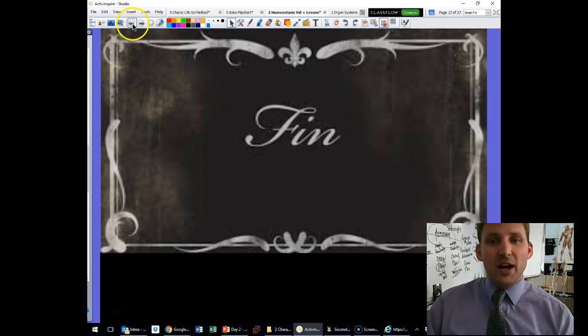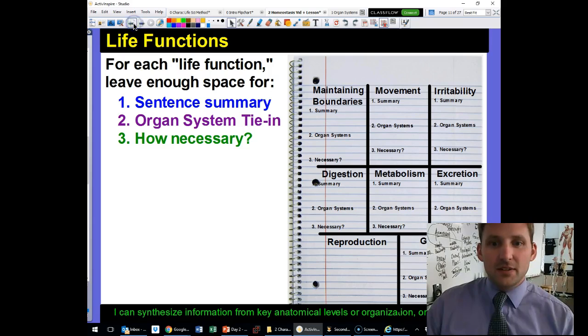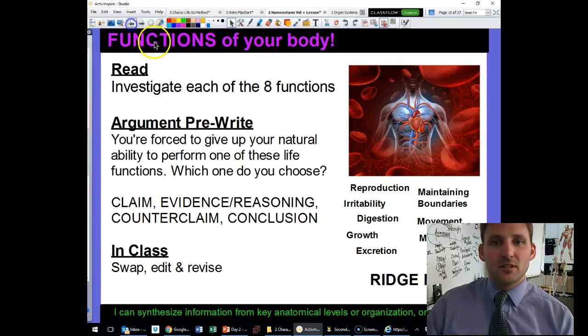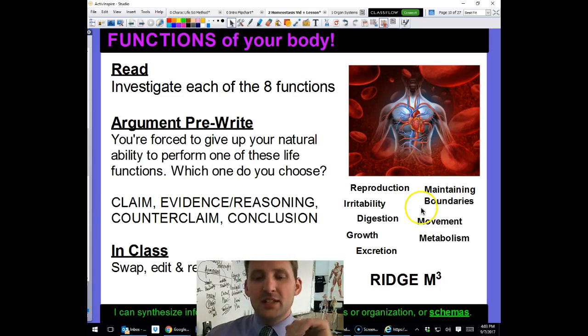So I want you to try and take these 8 life functions and say, okay, I think that one is the least important, and this is why. Give a claim, evidence, reasoning, and then say, this is what someone else might say. Someone else might say that irritability is the least important, and then this is why, and then end with a conclusion why you still think you're right. So spend, I would say, 20 minutes doing a pre-write. Don't spend a lot of time. We'll do a little more in class also.